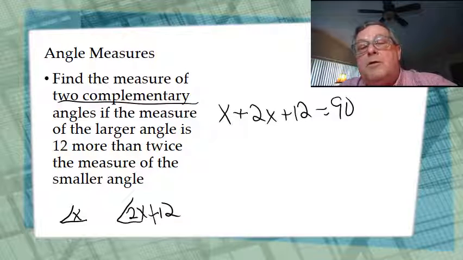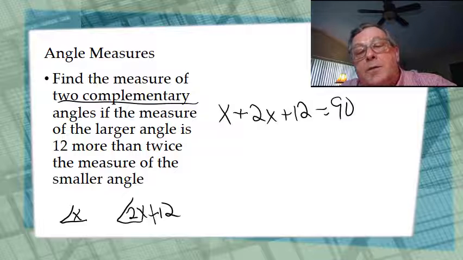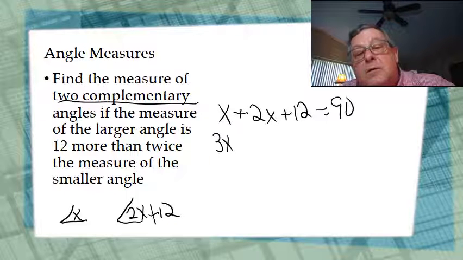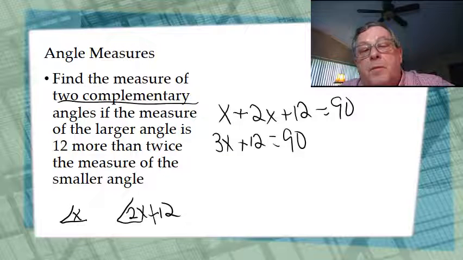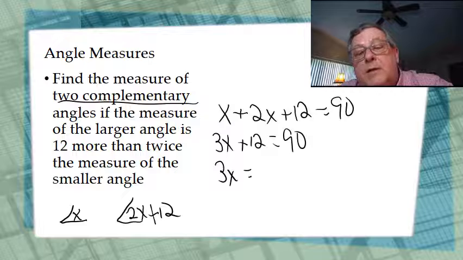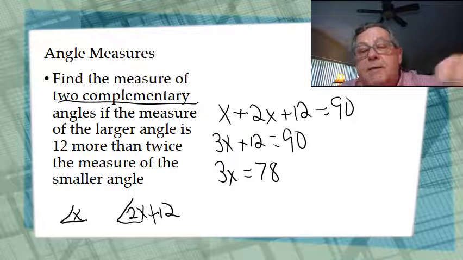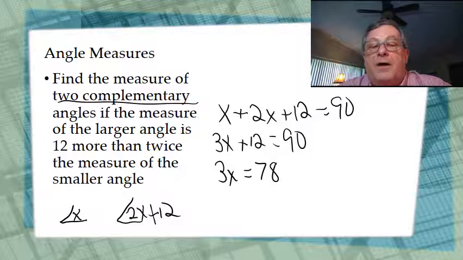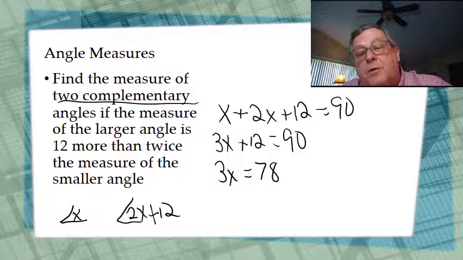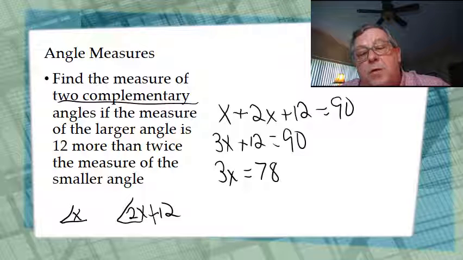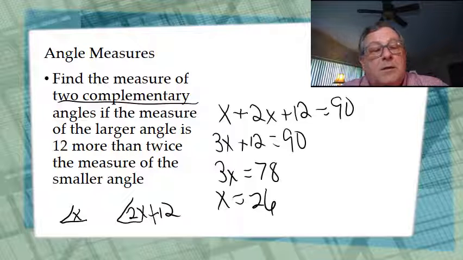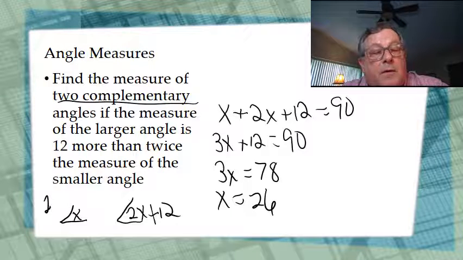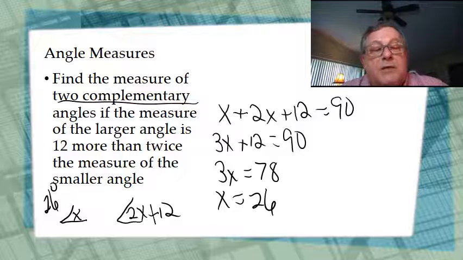Well, we're just going to solve this algebraically, so then we can say that 3x plus 12 equals 90. Let's subtract 12 from both sides. That's going to be 3x is equal to 78. And when I divide both sides by 3, let's see, 3 goes into 7 2 times, carry a 1. So x is equal to 26. So this smaller angle right here is going to be 26 degrees.